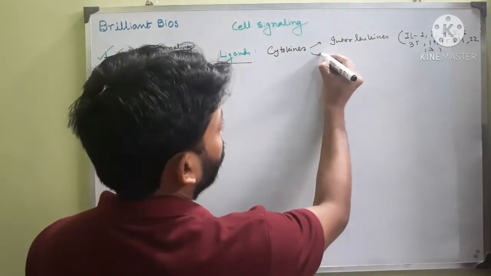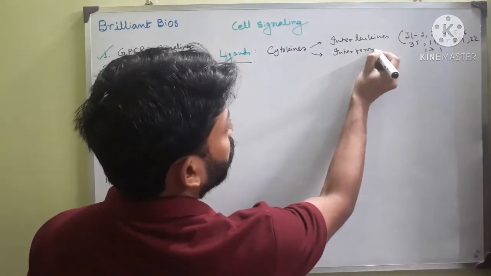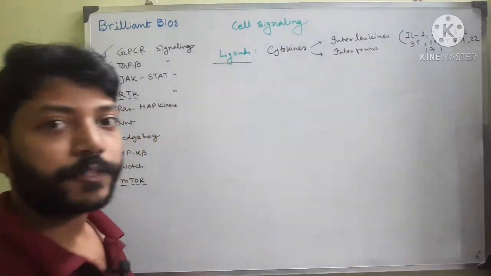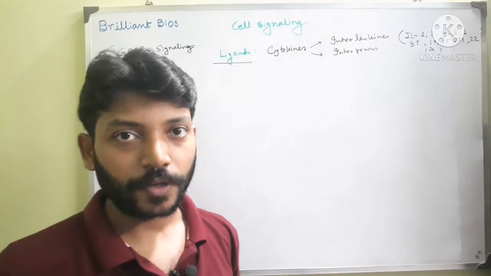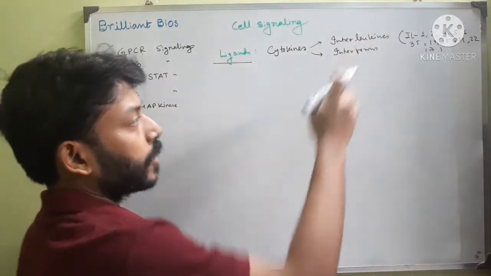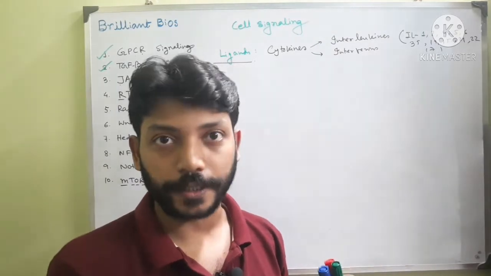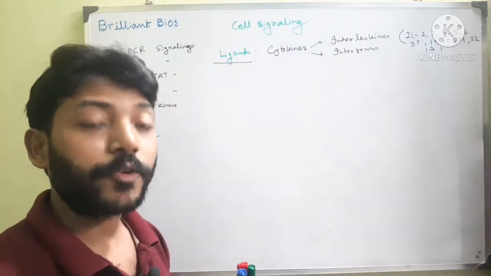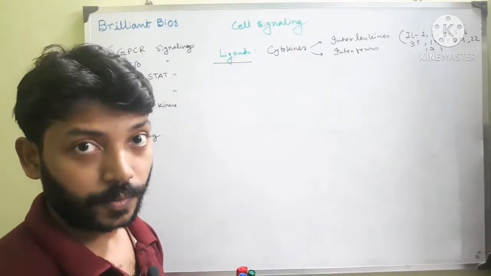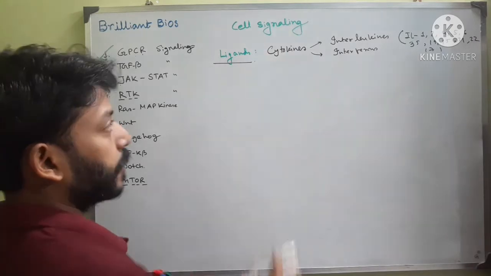Another type of cytokine we call interferon. These interferons perform different functions. They help in viral resistance. So cytokines are messengers between different immune cells, and interferons act to create viral resistance in our body. So cytokine is one example of this ligand.